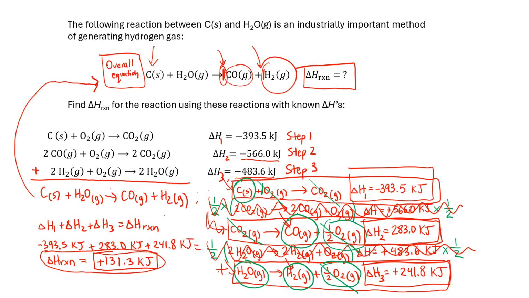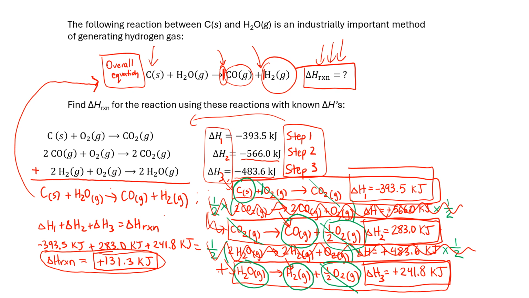All right. I know that was a lot, but let's just recap what we did in this problem. The first thing we did was look at our overall equation, and we needed to find delta H of the reaction from a list of steps that have their own chemical equations, and they each have their own delta H.